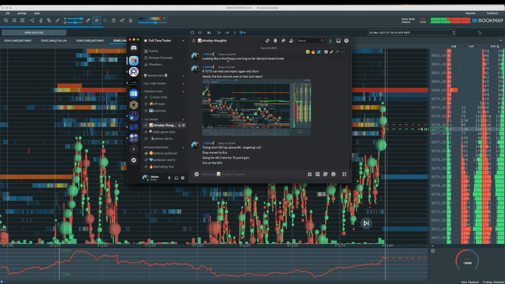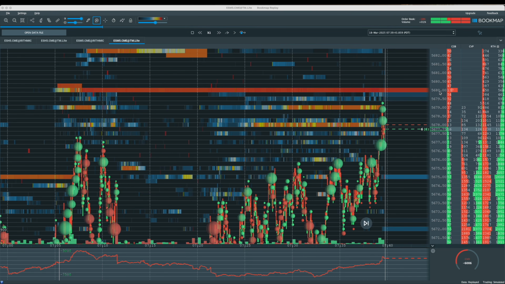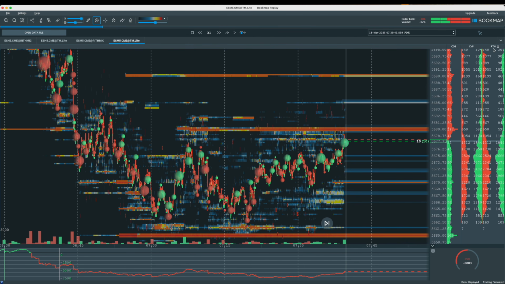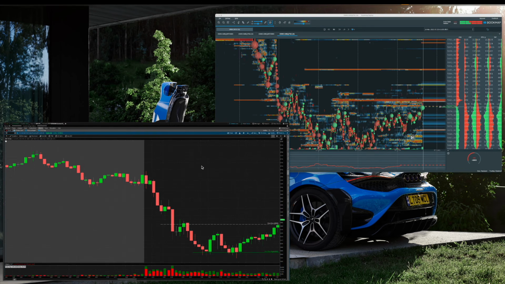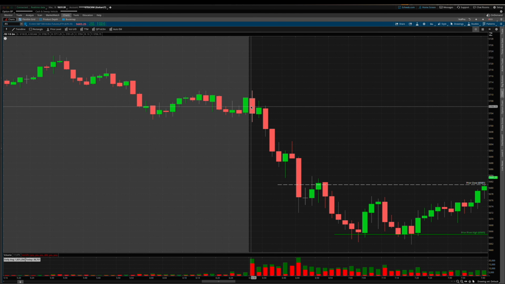I was looking to short pops because we sold off, and I was looking for this low volume node area to form. So let me zoom out. This is where this side profile comes in, so let me bring in the context here. So here's Thinkorswim. We sold off at the open, and then we're ping-ponging in this area.